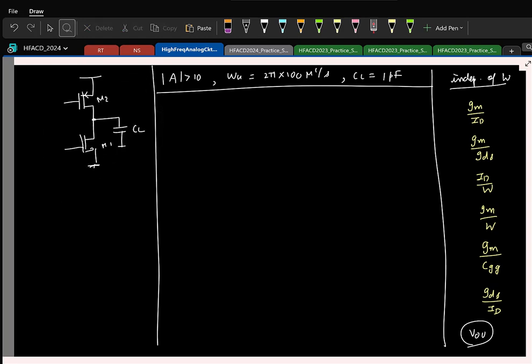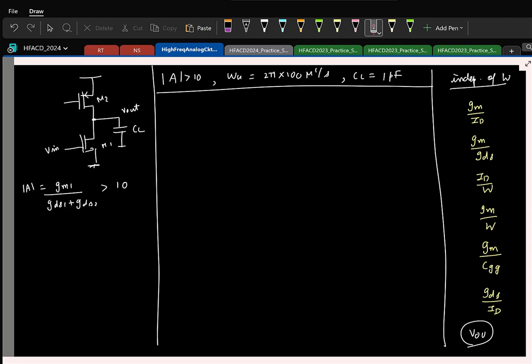Firstly, what is the DC gain here? Let me mark the inputs Vin, Vout. What is the DC gain? Magnitude, yeah, GM1, I'll just write in terms of GDS. So this is given to be greater than 10. Now, can you say anything about GM by GDS1? I know GM by GDS1 plus GDS2 is greater than 10. Can you make any guesses about how GM1 by GDS1 should be?